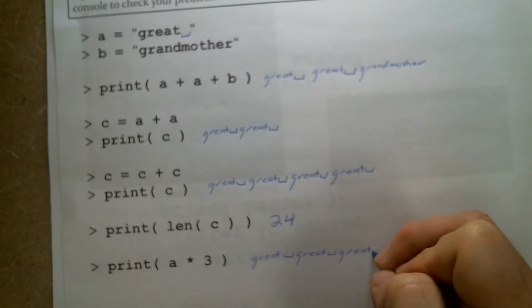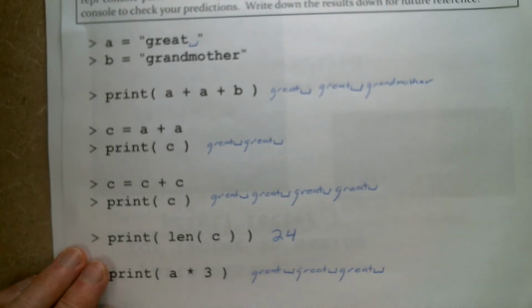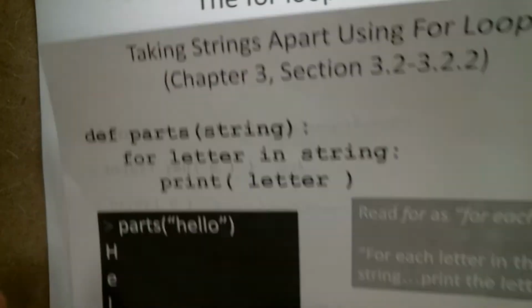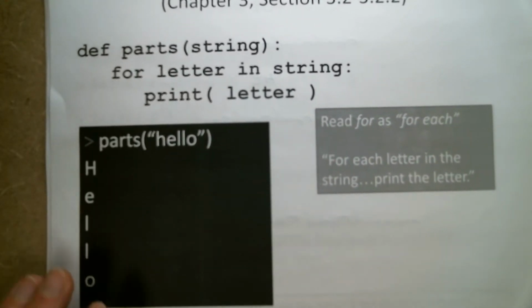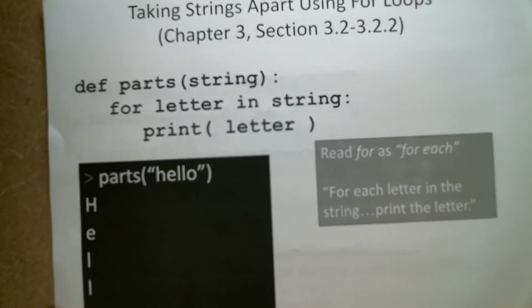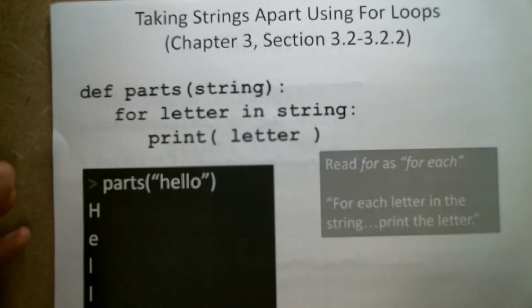So again, this is all stuff that we looked at when we first started Python, but it's good to refresh it before we go into some of the new stuff that we're going to look at today. All right, so what is this new stuff? The new stuff is using loops to work our way through a string, because you can think of a string as basically just a list of letters.